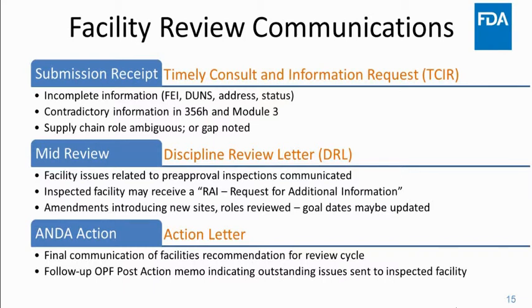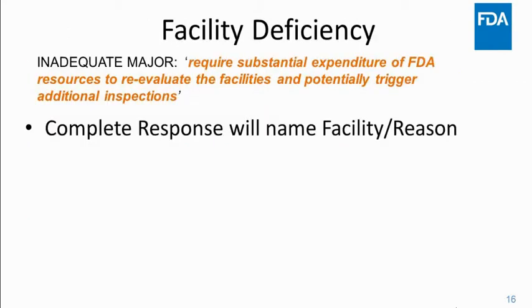So a facility deficiency almost always is a major deficiency. It requires a substantial expenditure of FDA resources to reevaluate the facilities, and there is a potential for new inspections in the next cycle. So we do tend to need the time, and so those deficiencies are classified as major.